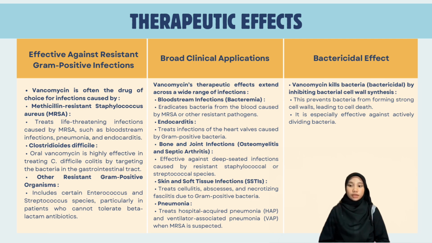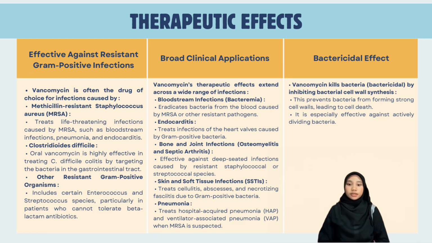Next is the broad clinical applications. Vancomycin's therapeutic effect extends across a wide range of infections, where firstly is bloodstream infections, eradicating bacteria from the blood caused by MRSA or other resistant pathogens. Next is endocarditis, treating infections of the heart valve caused by gram-positive bacteria. Next is bone and joint infections, effective against deep-seated infections caused by resistant staphylococcal or streptococcal species. Next, in skin and soft tissue infections, it treats cellulitis, abscesses, and necrotizing fasciitis due to gram-positive bacteria. Lastly, in pneumonia, it treats hospital-acquired pneumonia and ventilator-associated pneumonia when MRSA is suspected.